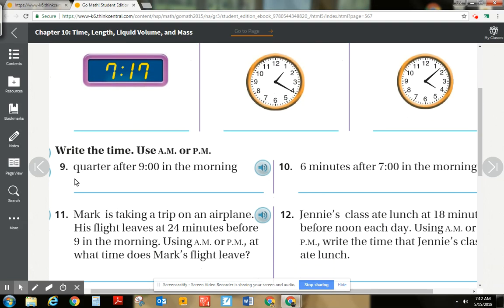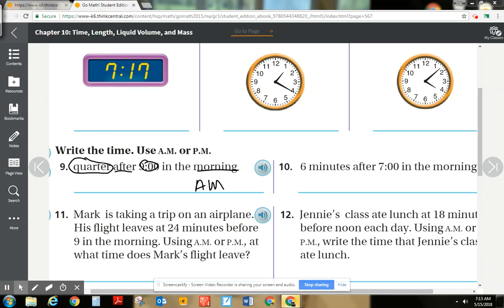And this is number 9, and it's very important that we take a look at this word quarter. So we're going to write the time using AM or PM. Quarter after 9 in the morning. Okay. Well, a couple of things that jump out at me. Quarter after, so it's not going to be before 9, it's going to be after 9 o'clock. It's going to be happening in the morning. So right away, I know it's going to be AM. Morning, AM, got that part done.